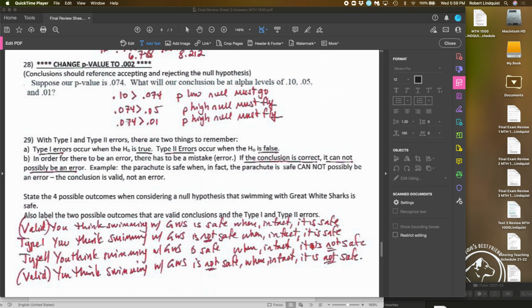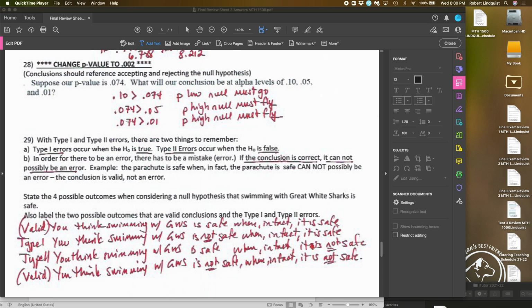Type 1 error only occurs when the null is true. So look what's happening here. You think swimming with great white sharks is not safe when in fact it is safe. This is a type 1 error because it is clearly an error. You think it's not safe when it is safe. But in this case, the null is true. So that's why it has to be a type 1.